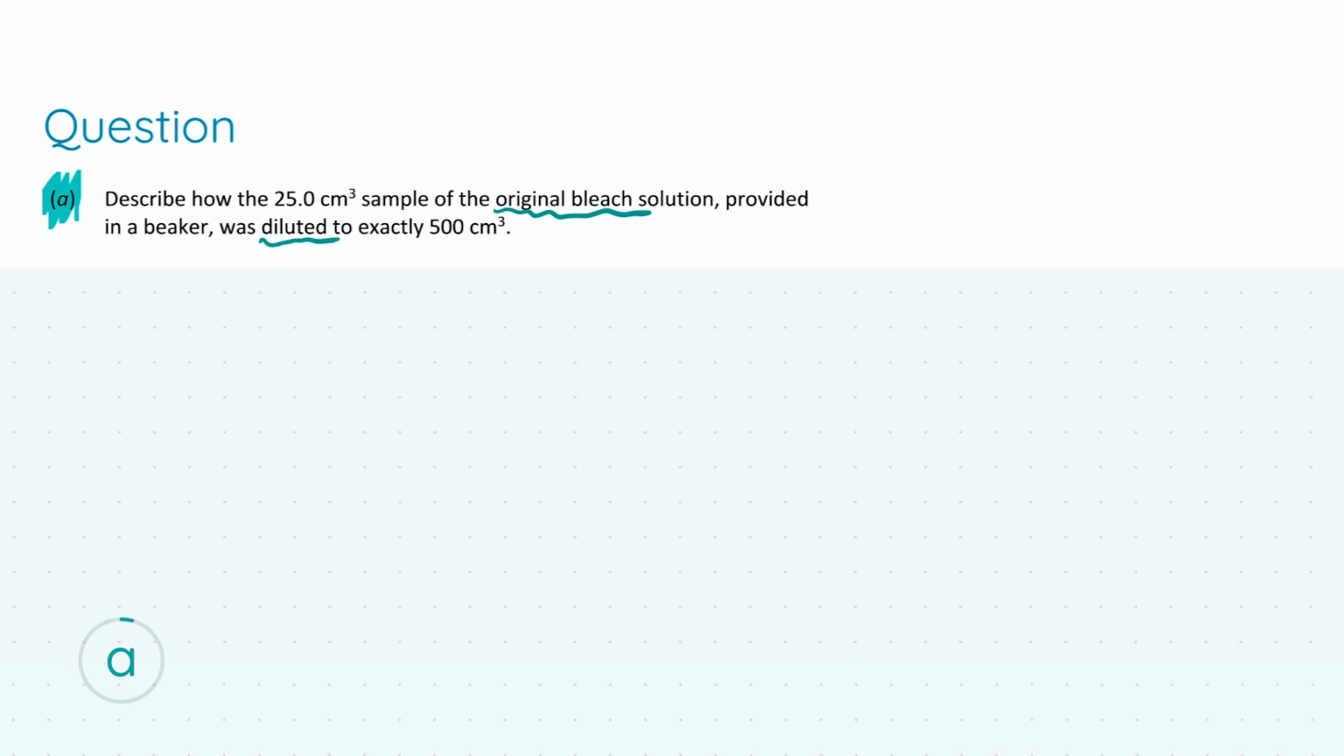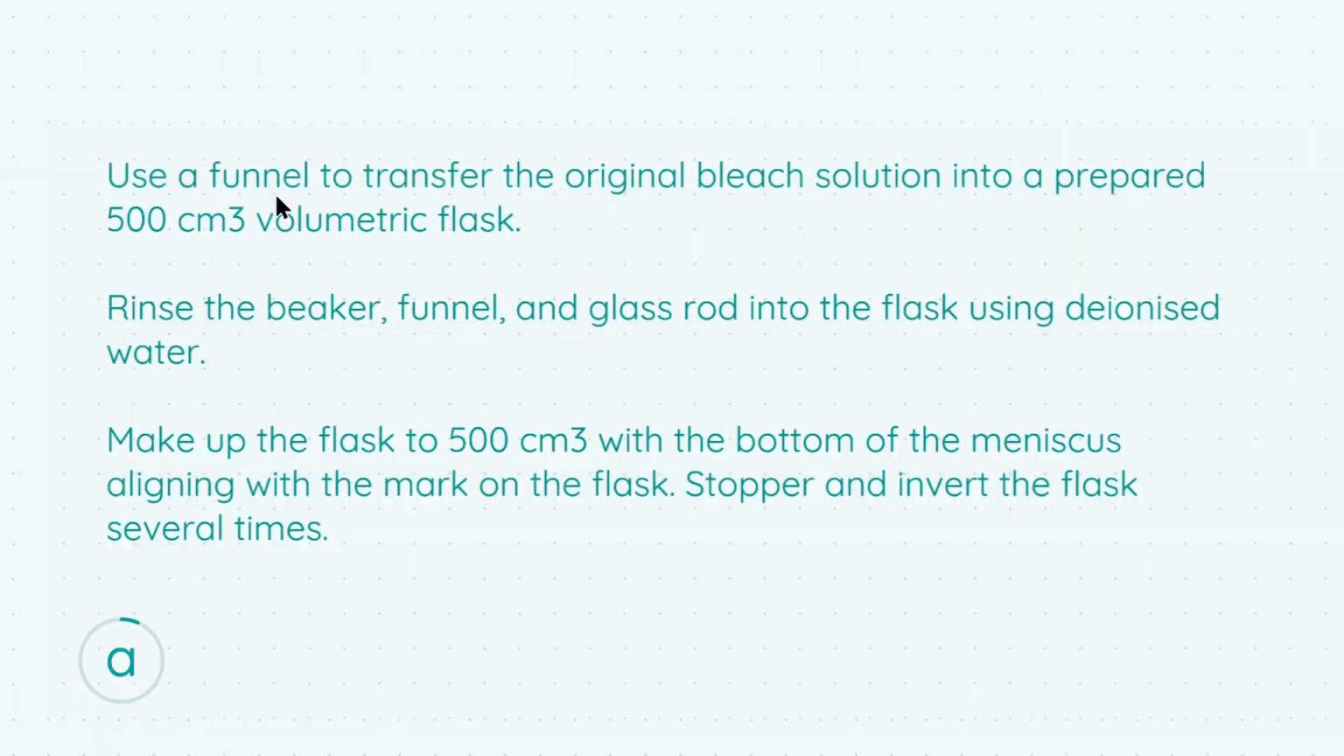So once you learn it once and you know it well, it's good because it can come up, and this question here is worth 9 marks, so it's an easy 9 marks to pick. So here is the correct method you want to follow to correctly dilute our sample of bleach, and it goes as follows. The first thing you want to do is use a funnel to transfer the original bleach solution into a prepared 500 centimeter cube volumetric flask.